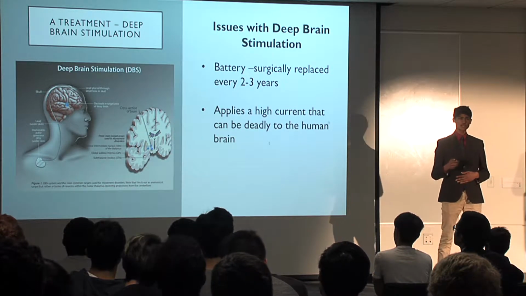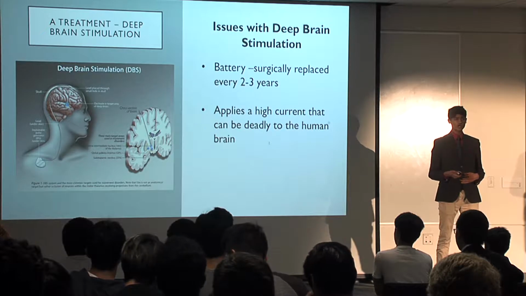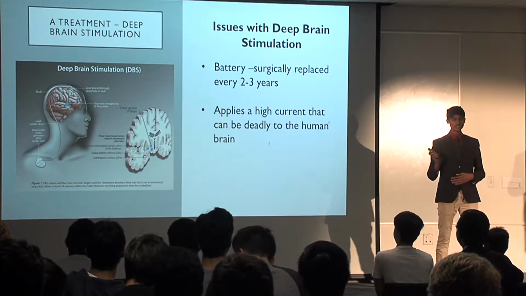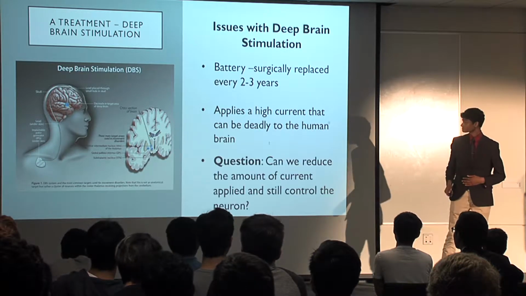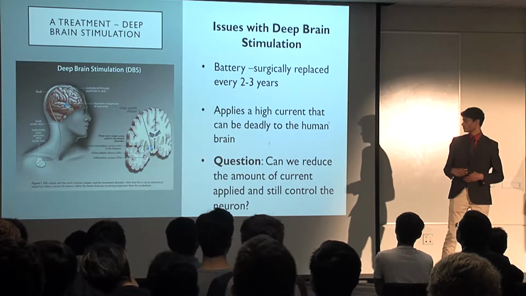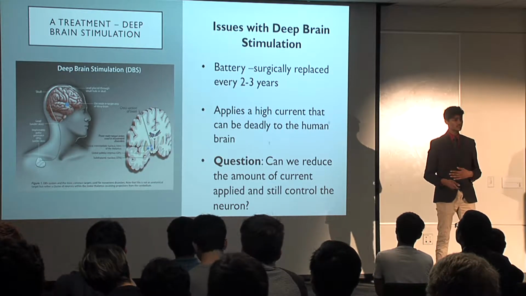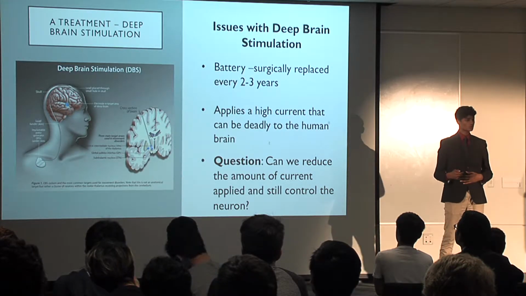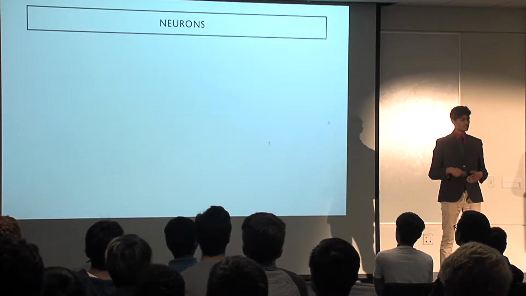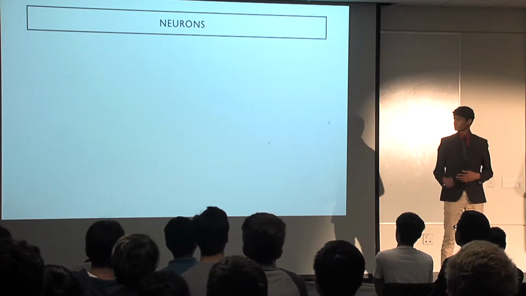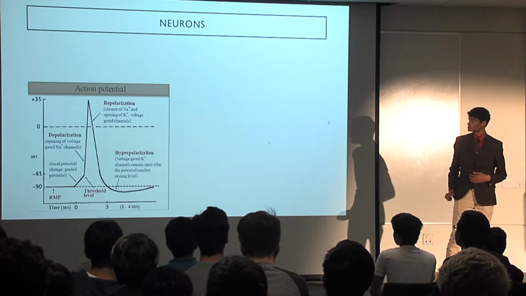Furthermore, this applies a high current in the brain. As you know, we don't want our brains being fried, and so this high current can be very deleterious and have permanent side effects. So the question is, can we reduce the amount of current applied and still make the same impact on our neurons to restore motor control? So to do this, we have to get a bit of basic background. And so to do this, we look at the neurons.